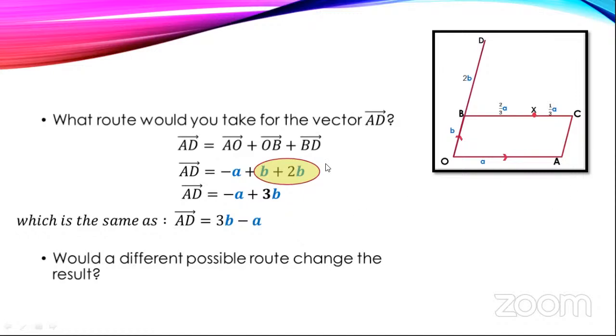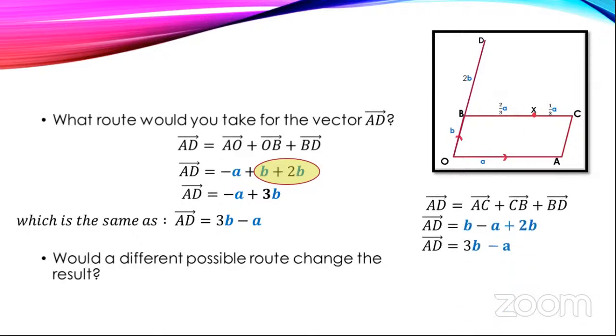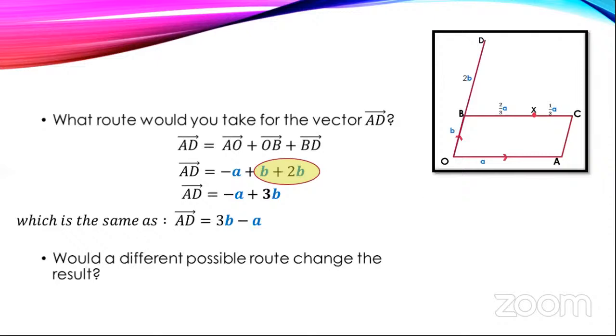Now, how did we arrive at this? All we did was just look at the diagram, look at the possible routes. Now, is there another route that we can take? And would the result change? Now, let's look. How else could we go from A to D? All right, so Vanessa is saying vector AC plus vector CB plus vector BD.